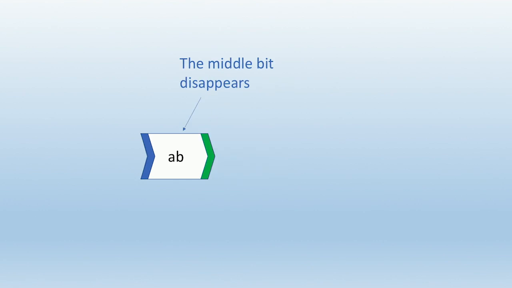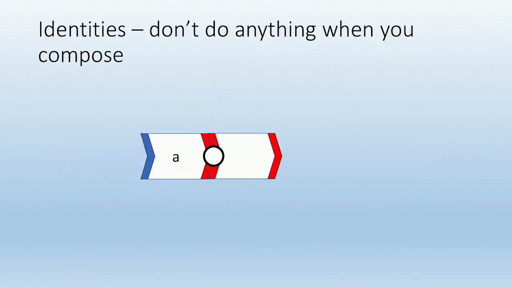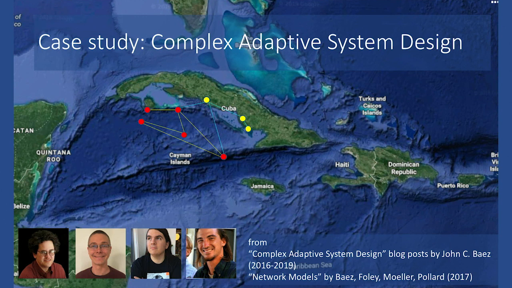Yep, composition, the middle bit disappears, associativity and identity, same deal. This time the identities are colored. Cool. Does that make sense in the abstract? Well, we'll go into some concrete examples, of course. But as an abstract idea of just putting things together to build up a bigger whole. How's that? Yep. Alrighty. So let's look at a case study.